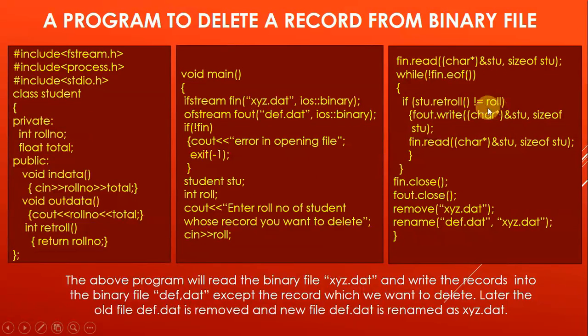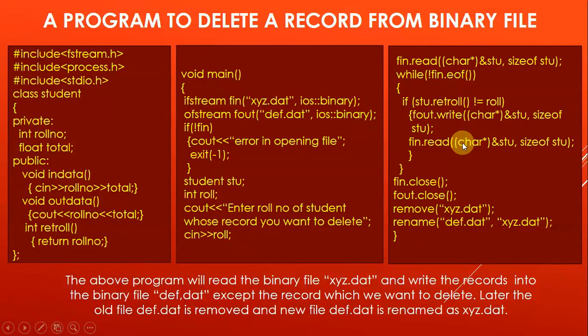You can see here, if they are not equal, then I will write this into the file fout, which is associated with the file def. So I will use the object fout to write onto the file def using the command fout.write((char*)&stu, sizeof(stu)). And if they are equal, in that case I don't have to write this record, so I have not given that condition. Only if they are not equal will I write the records onto the new file def.dat.